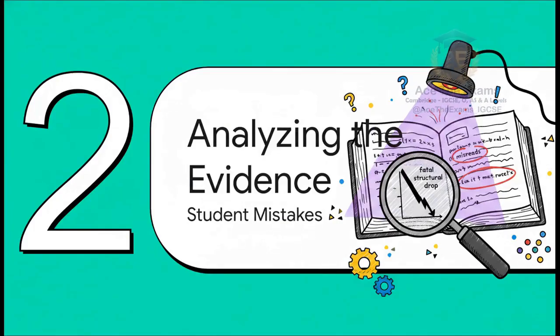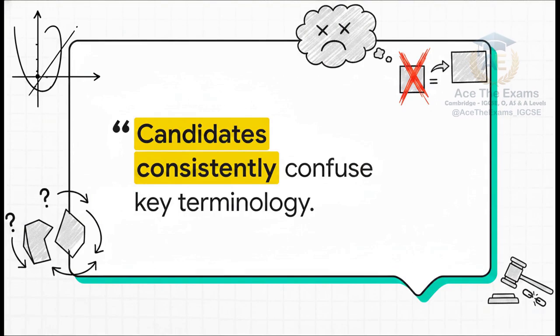Moving right along to Section 2, analyzing the evidence. Let's turn on the UV highlighter and look at these student mistakes. I really want you to listen to this direct warning, straight from the principal examiner reports. Quote, examiners report that 1.1 quadratics is one of the most misunderstood areas. Candidates consistently confuse key terminology.